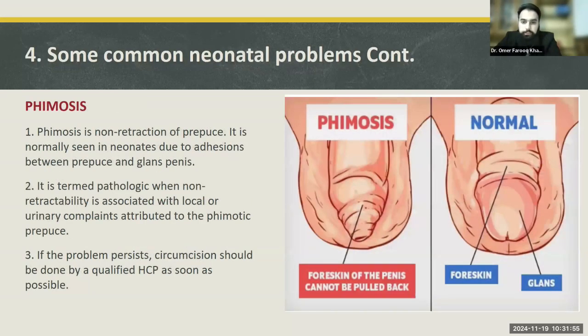There is a condition which affects the male genitalia, and that is called phimosis. Phimosis is non-retraction of the prepuce. It is normally seen in neonates due to adhesions between the prepuce and glans penis. It is termed pathologic when non-retractability is associated with local or urinary complaints attributed to the phimotic prepuce. If the problem persists, circumcision should be done by a qualified healthcare professional, preferably a surgeon, as soon as possible.